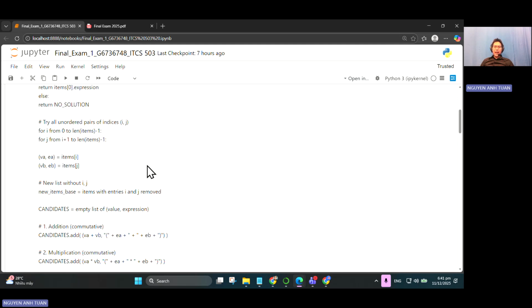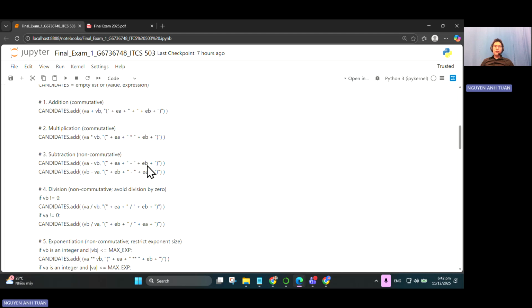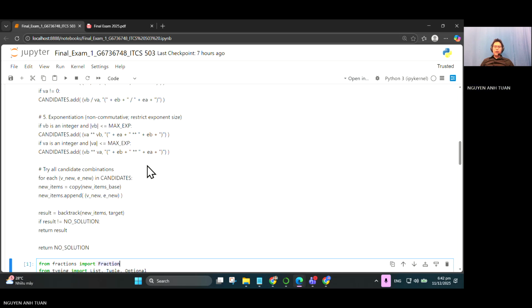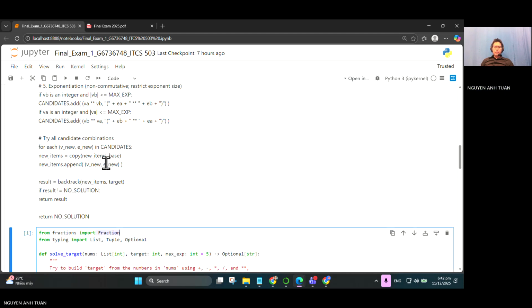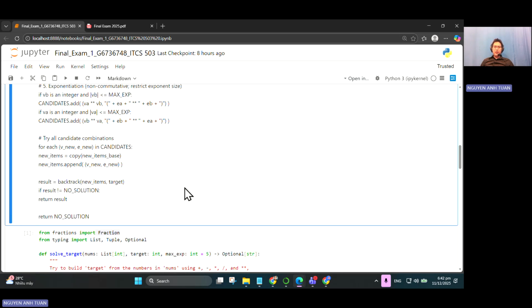For the base case, when there is only one value left, if it is equal to the target as a fraction, I return its expression. Otherwise, I report no solution for that branch. So the recursive search explores all ways to parenthesize and combine the 5 numbers using the given operators.